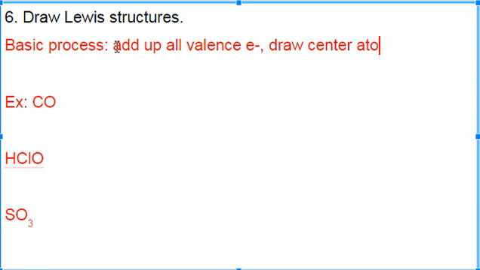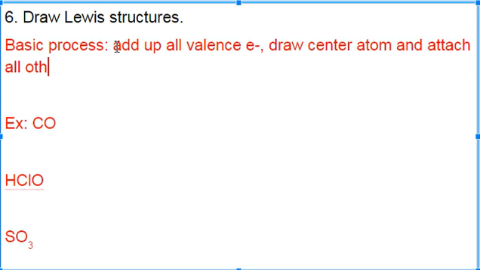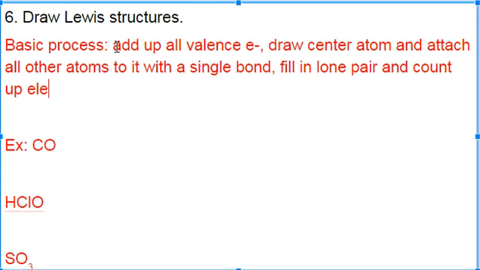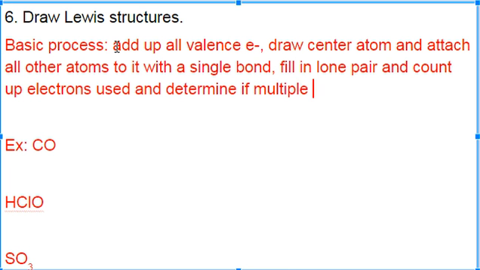Draw your center atom, and attach all other atoms to it with a single bond. Fill in your lone pairs. And then count up atoms used, or count up electrons used. And then you decide if any multiple bonds are needed.